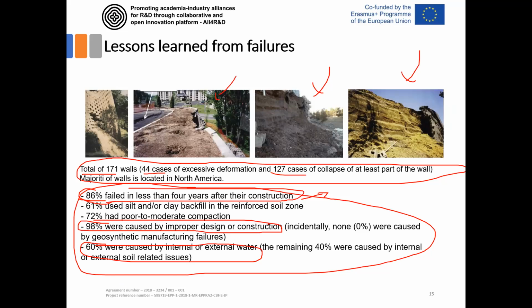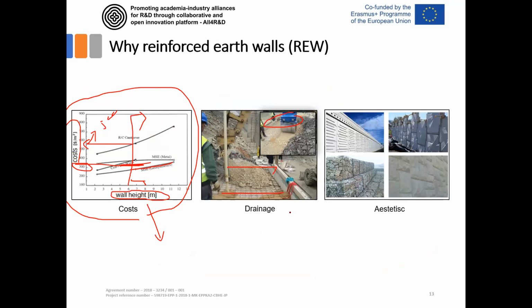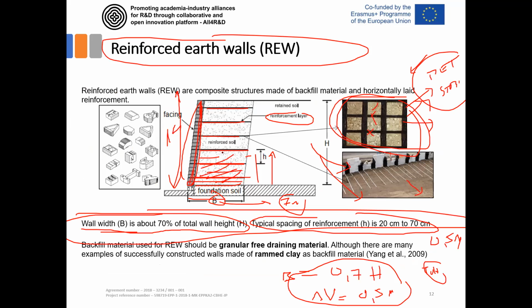One more thing is important here: 60% of the walls that failed actually used a clay backfill in the rainfall soil zone. So in this area, clay material was used. That is not practiced and not suggested. It's always suggested to use granular material as backfill. And what we usually have in local practice is crushed rock.